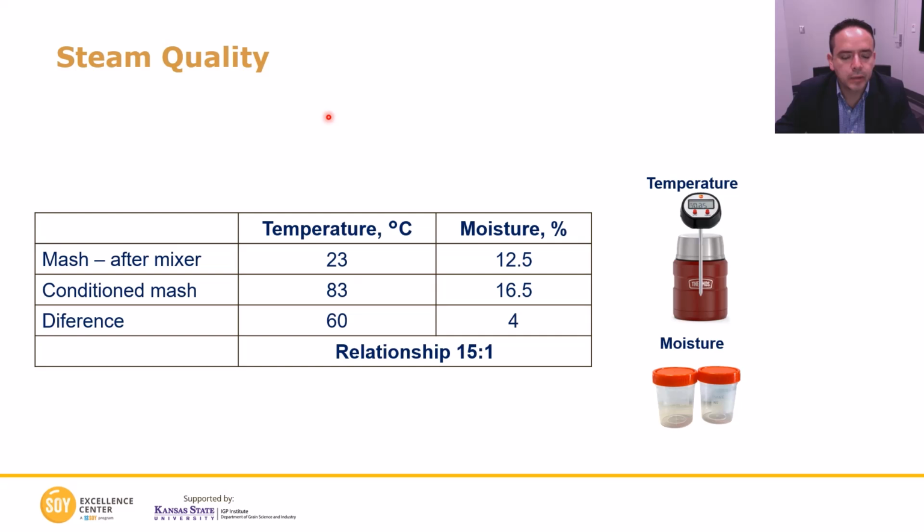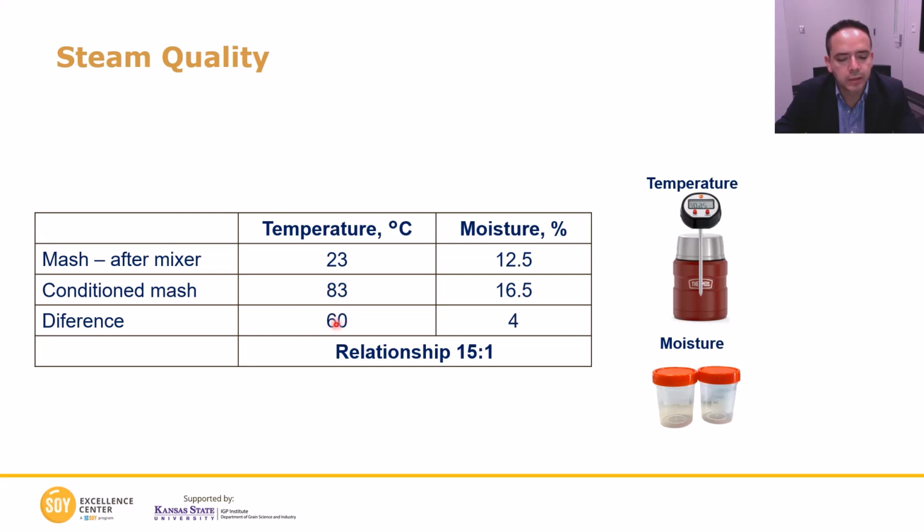And this is a very important slide, because you can use this information to evaluate the quality of your steam. And this is very simple to do. You need to collect a sample after the mixer, and then you evaluate the temperature and the moisture content of this sample. Then, when you are pelleting that feed, you can collect a sample after the conditioner, and evaluate the temperature and then the moisture content. And as you can see here, the mash temperature was 23 Celsius degrees, then the conditioned mash was 83 Celsius degrees.